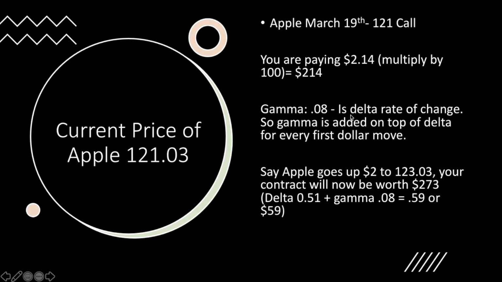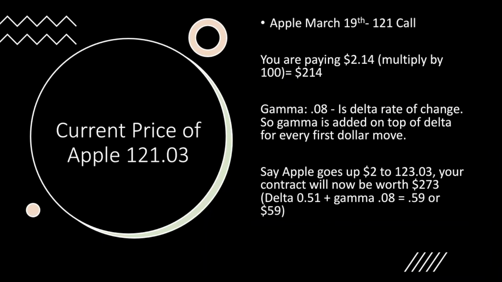Again, gamma is delta's rate of change. What that means is gamma is added on top of delta for every dollar move after the first. So after $1, you have delta. Then you have $2, $3, $4, and you add gamma onto delta.